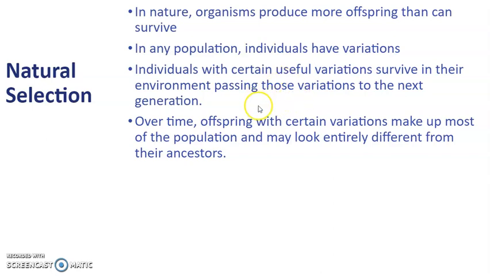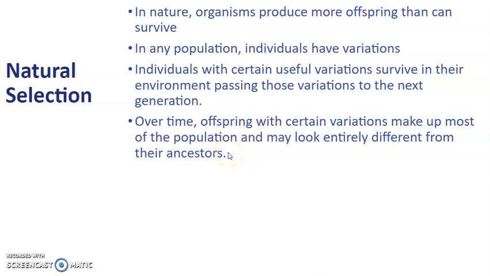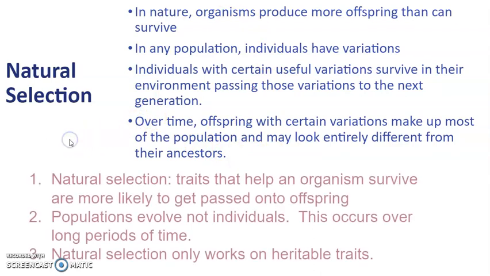Sometimes you might have heard this called survival of the fittest. Those organisms that are most suited to their environment are going to survive and pass on that particular trait. And then over time, the offspring with those variations that are useful are going to make up most of the population and may look entirely different from their ancestors. So that's the whole idea of evolution by natural selection.